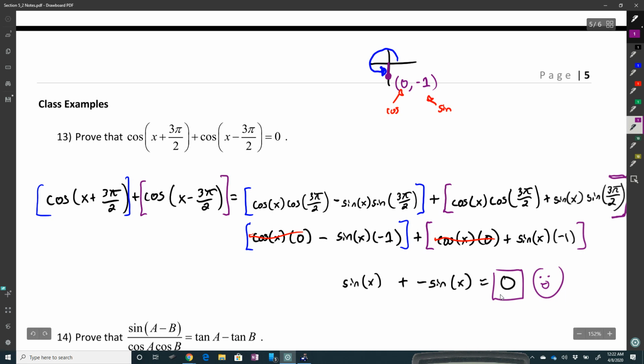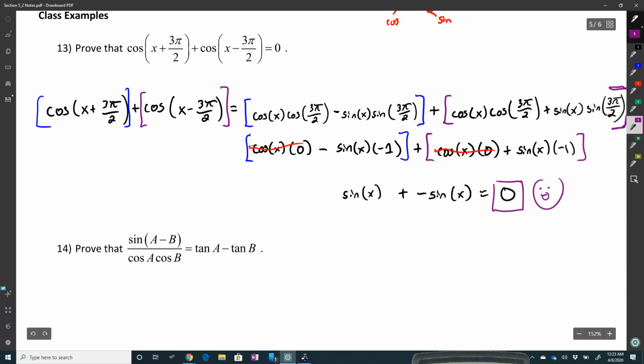Okay, so this one was really just chugging it out. There wasn't really any manipulation you had to do. You just had to write it all out and everything worked. Everything automatically fixed itself. So let's do this next one.